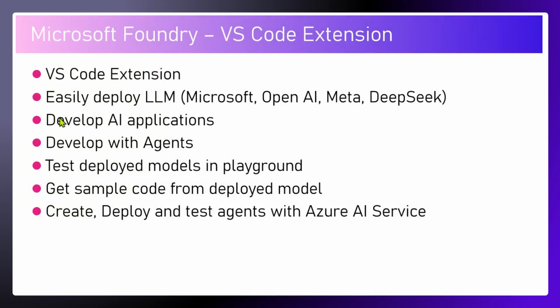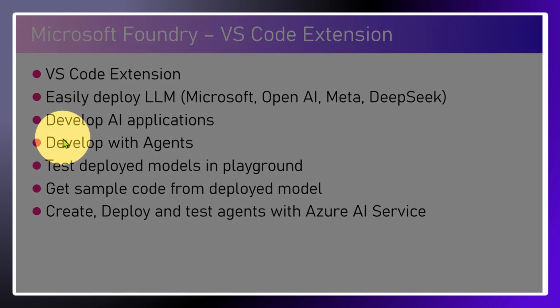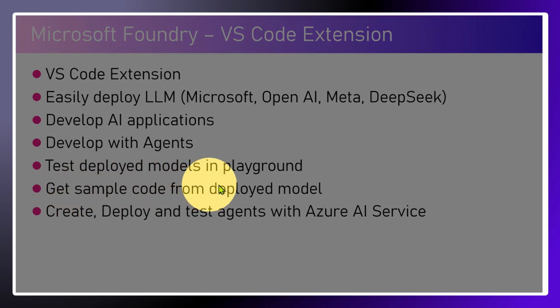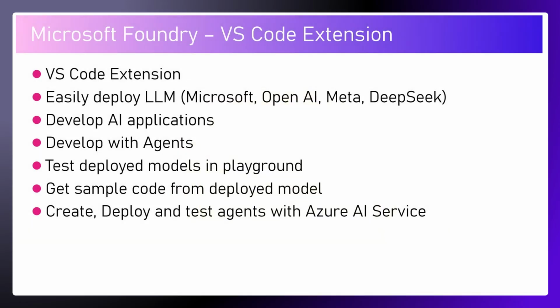You can develop an AI application. You can develop with agents so that agents can assist you in building the code. You can test the deployed models in the playground, so you get a variety of options to compare the models and test the deployed models with different form factors. You can get sample code from the deployed model. So there is an option from which you can extract the sample code from the deployed model and view the code behind. Create, deploy, and then test an agent with Azure AI Service as well.